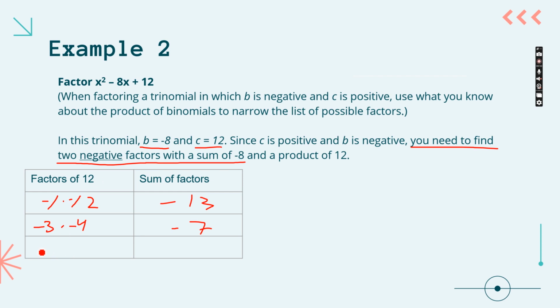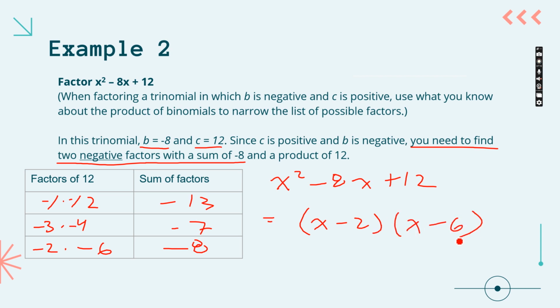And this means that the last one that we could probably get is -2 times -6, which when added together definitely gives us -8. So we can represent that in a nice factored version of x squared minus 8x plus 12. And this should give us something like x minus 2 times x minus 6.